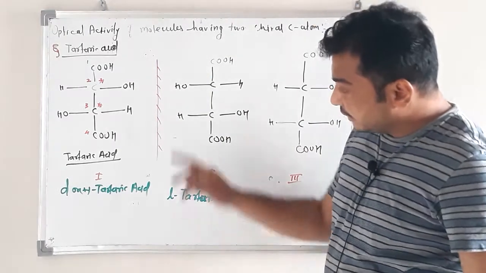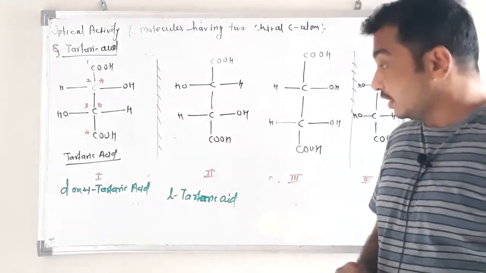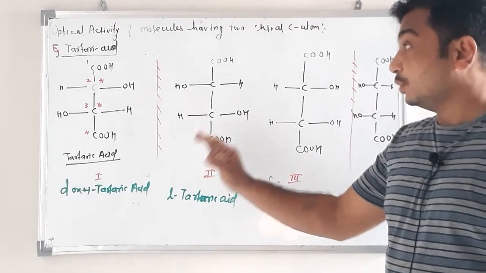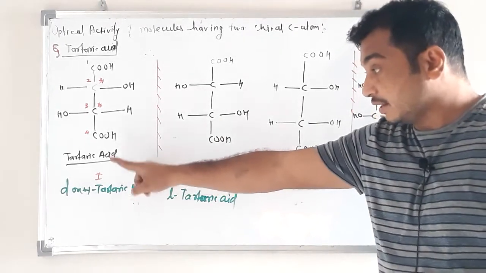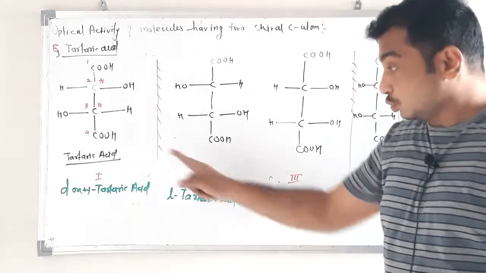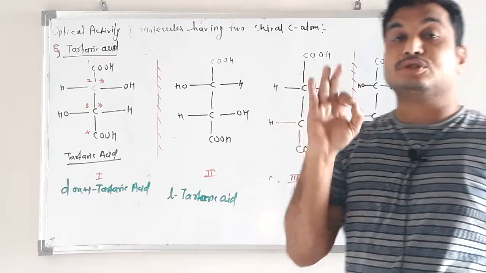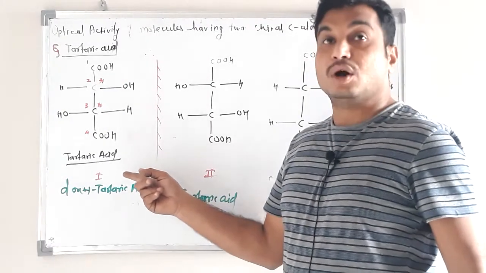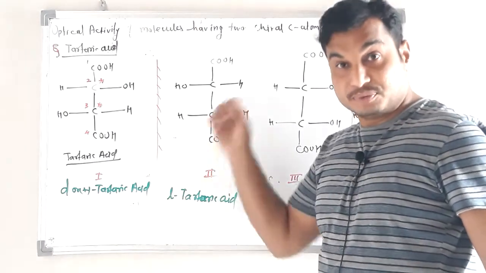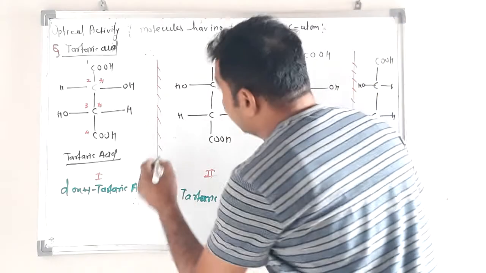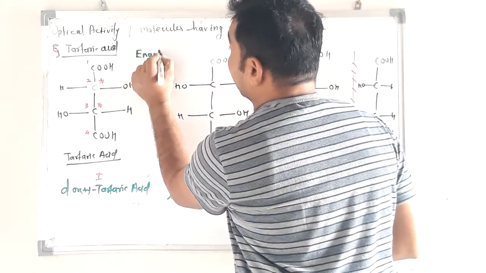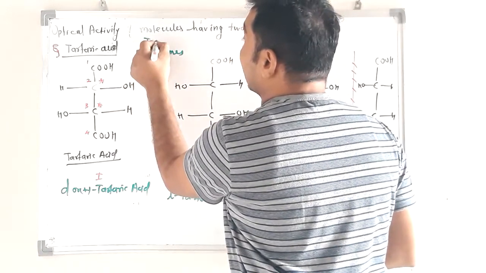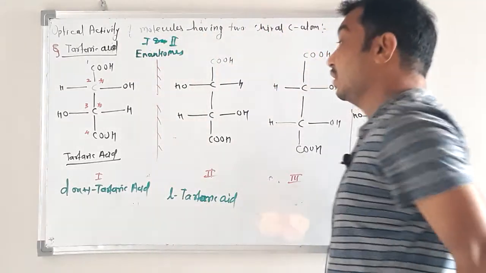Now what is the relation between 1 and 2? They are non-superimposable mirror images of each other. Tartaric acid 1 and tartaric acid 2 have a non-superimposable mirror image relationship. If this is the relation, then they are called enantiomers. 1 and 2 are enantiomers of each other.